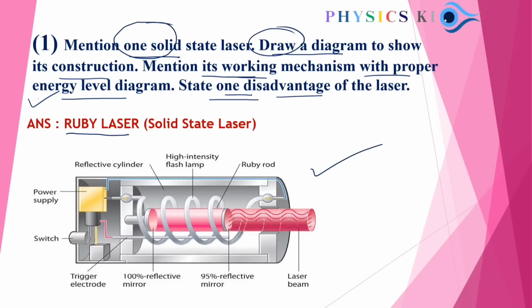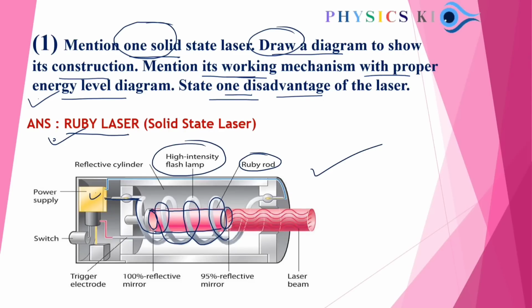So how to write in your examinations? First of all, write down solid state laser, that means ruby laser, and then draw its diagram. This is the complex diagram, but you can draw a simple one. First draw the active medium, that is the ruby rod. After that, the pumping mechanism: this is a xenon tube light connected with the power supply. So this is your high intensity flash lamp.